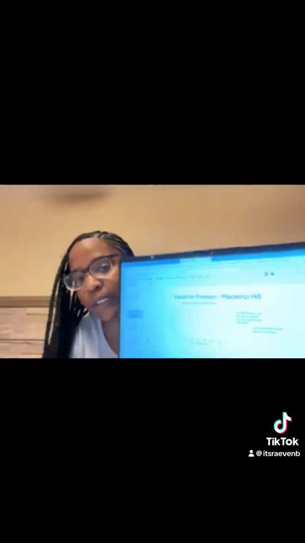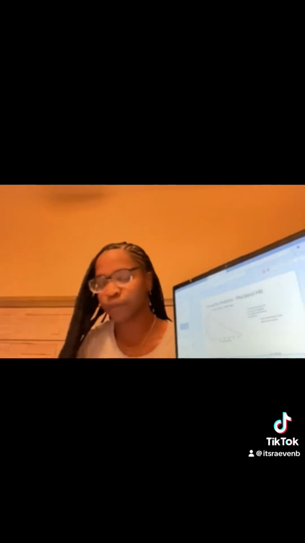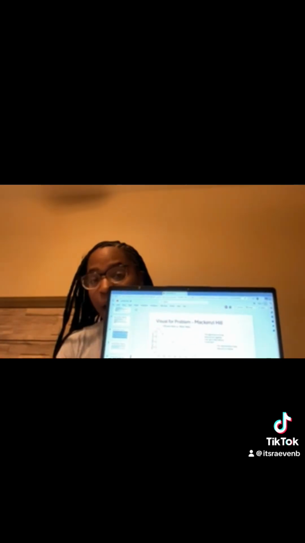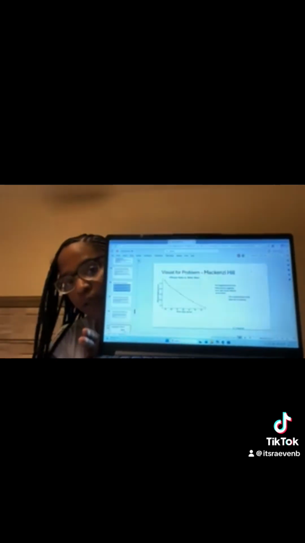The next one is the visual of my problem. So this is my graph of the problem, and it reads: the significance is that the data points together show how gas mass affects movement. It also shows the relationship of the data is inverse.